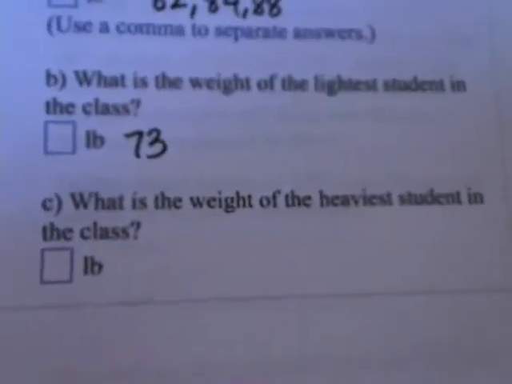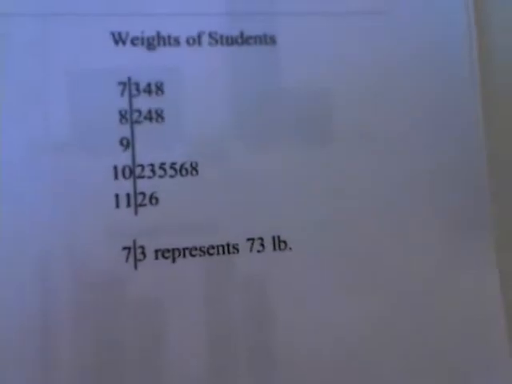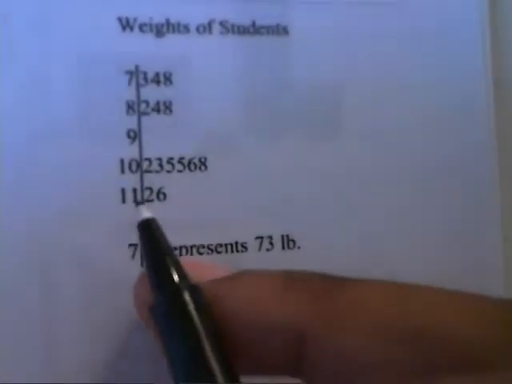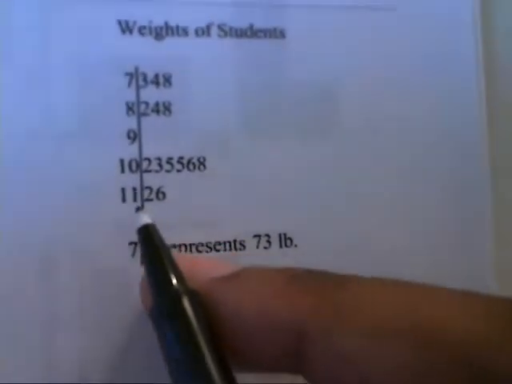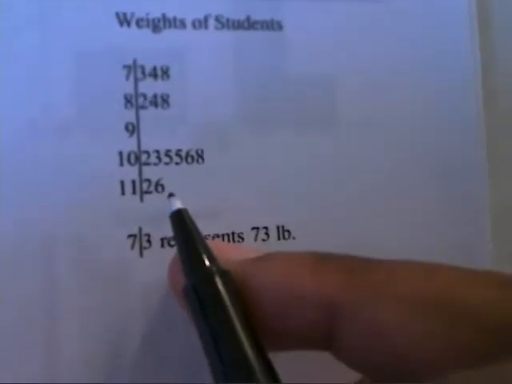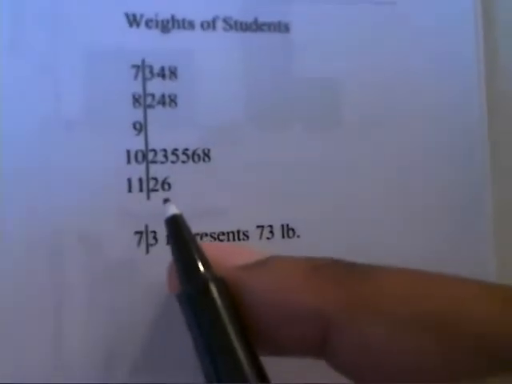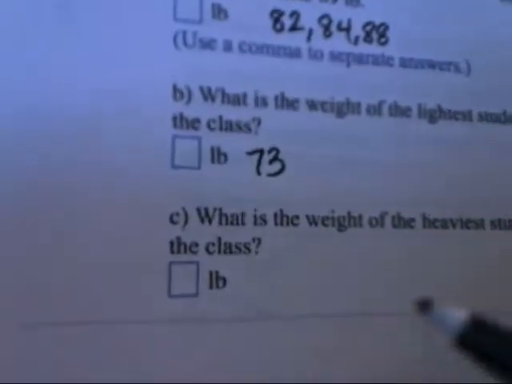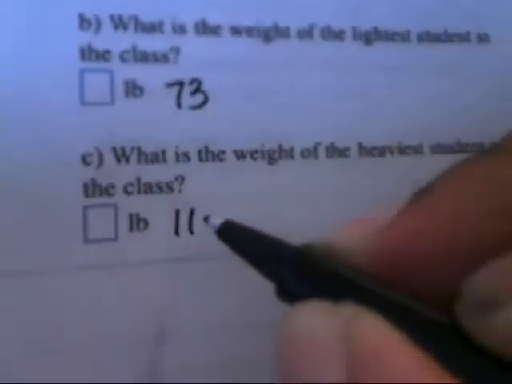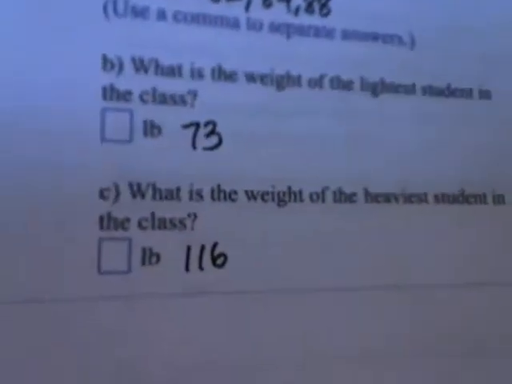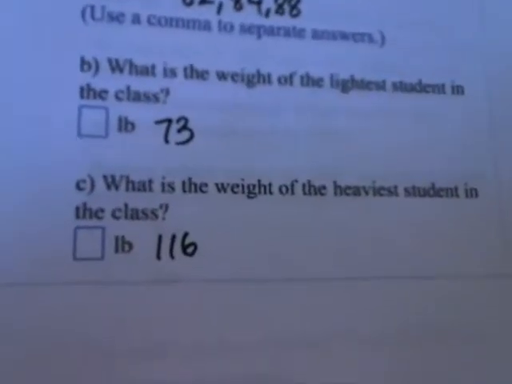And then, what is the weight of the heaviest student in the class? In this case, we go to the stem and leaf plot, where you have 11|6, which is the highest number there. That represents 116 pounds. So the heaviest student in that class weighs 116 pounds.